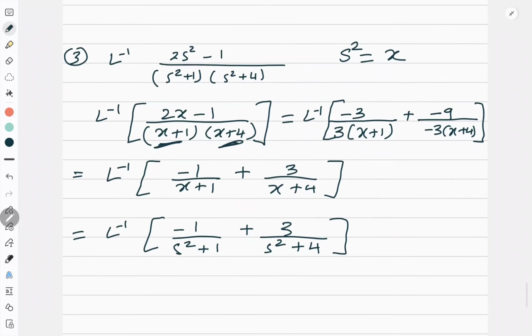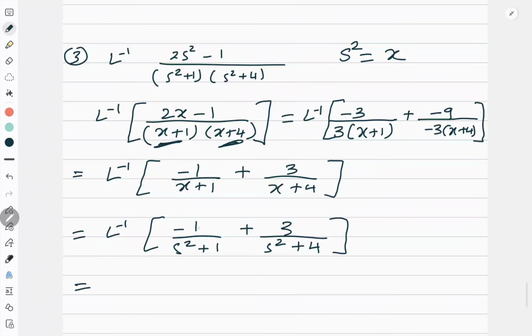Correct? Now, what is Laplace inverse of 1 upon s square plus 1? Sin t. So, minus sin t plus 3 by 2 sin 2t. Correct? So, this is my answer.